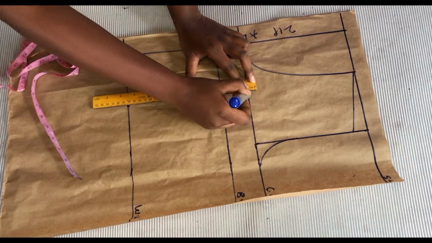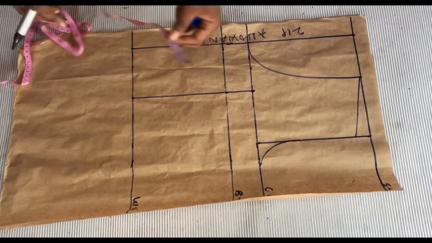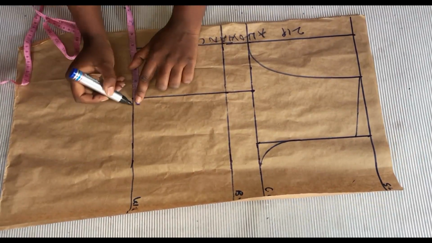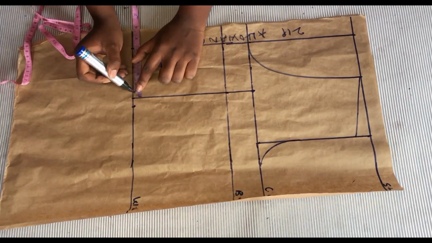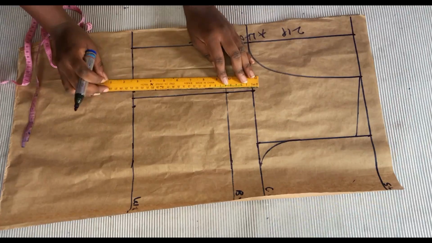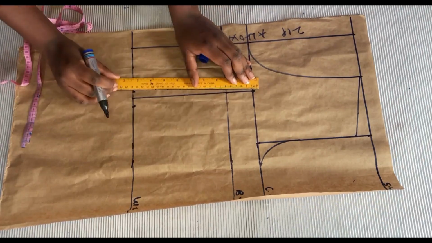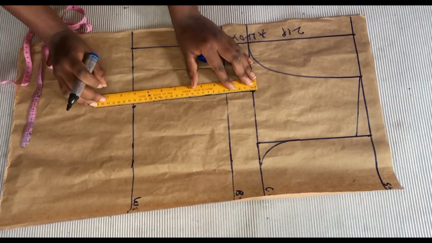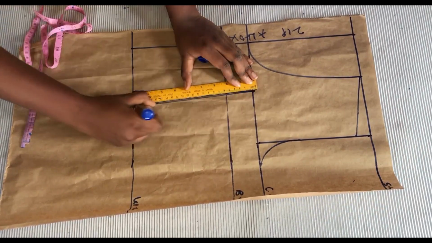Then I'll connect those 3 points together with a straight line. Then on the waistline, I'll be coming out from that line by half of an inch on both sides to form the darts, and I'll connect that to the chest line with my straight ruler to form the back dart.